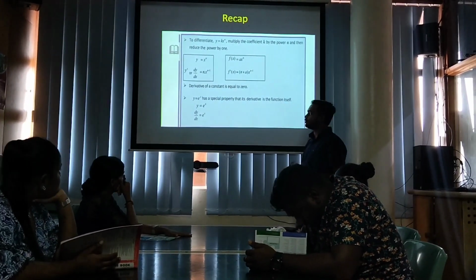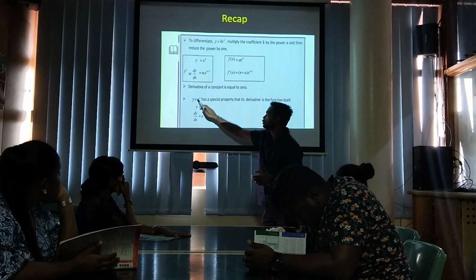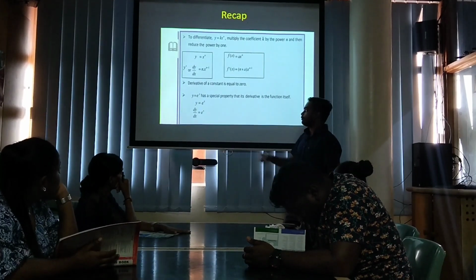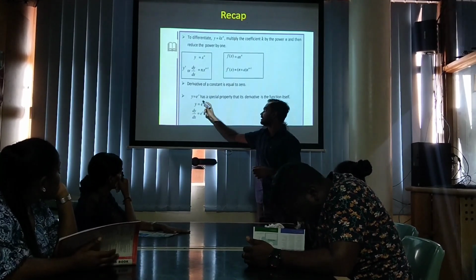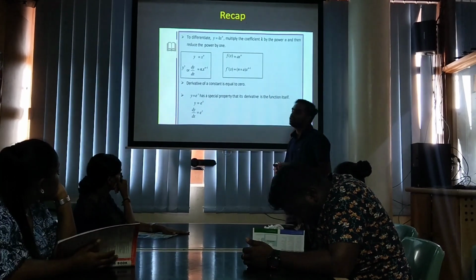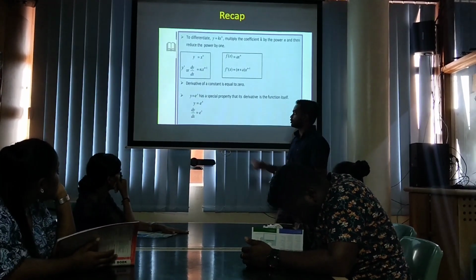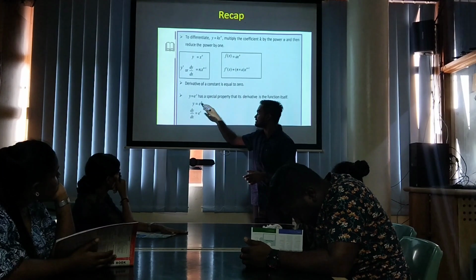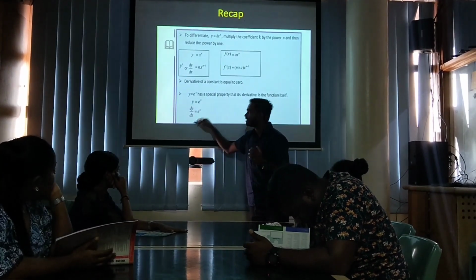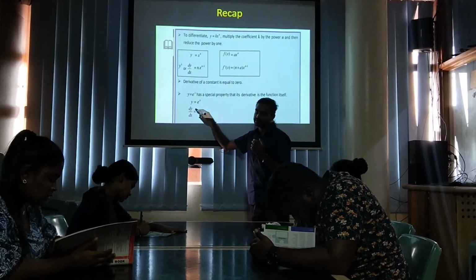Now I'm going to give you an example where y equals e to the power x, right? When we differentiate any exponential, it will be the same. There will be no change. So that means y equals e to the power x will remain when we differentiate it. It will remain as e to the power x, right?